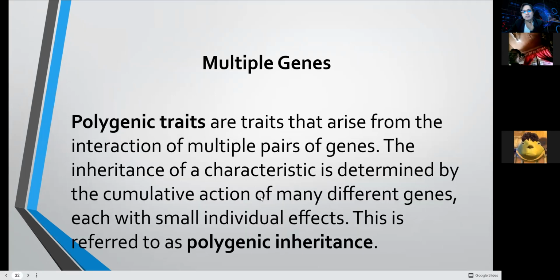Multiple genes. We are actually composed of multiple genes. Polygenic traits are traits that arise from the interaction of multiple pairs of genes. We are usually composed of polygenic traits. The inheritance of a characteristic is determined by the cumulative action of many different genes, each with a small individual effect. This is referred to as polygenic inheritance.